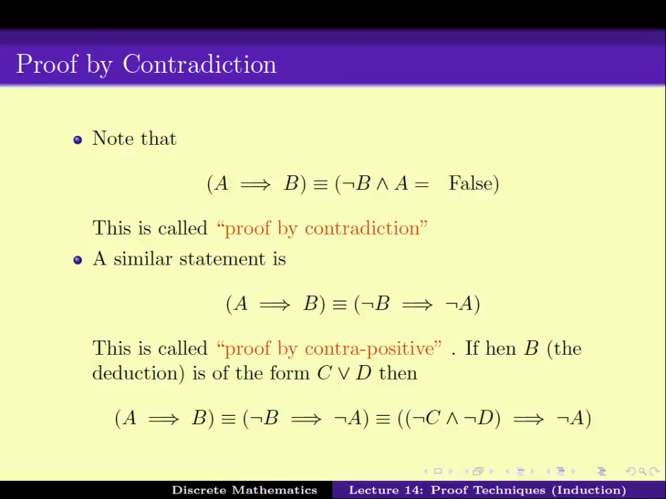Here, if B, that is the deduction, can be written in the form of C or D, then A implies B, one can apply the proof by contrapositive and get a statement of the form not C and not D implies not A, which would be an easier technique to prove or easier problem to prove.